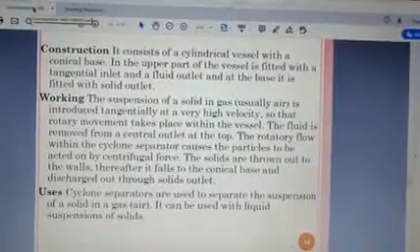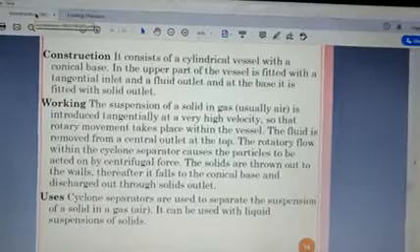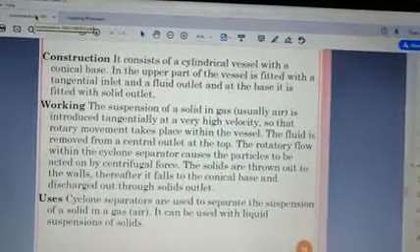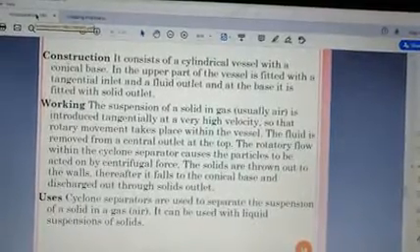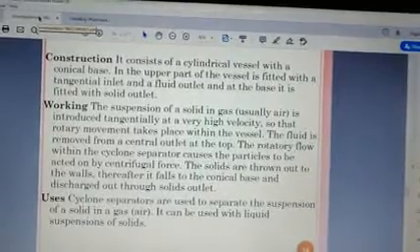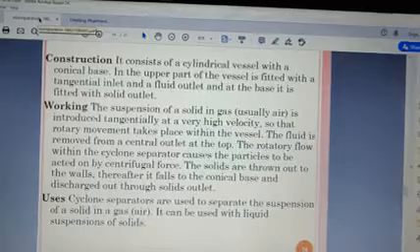It can be used with liquid suspensions of solids as well. So as we have discussed earlier, fluids means liquid or gases. So from both we can have separation of coarser and very fine particles. And very fine, why? Because very fine cannot be separated using sieves, so we can use this centrifugal principle of centrifugation. So you can use the cyclone separators.